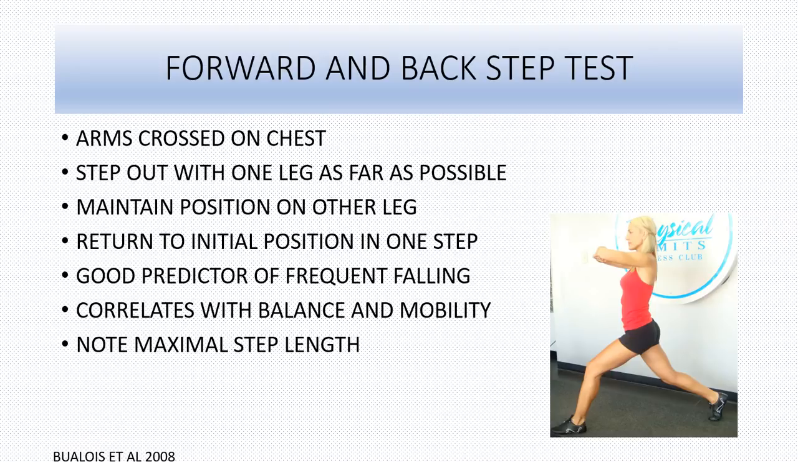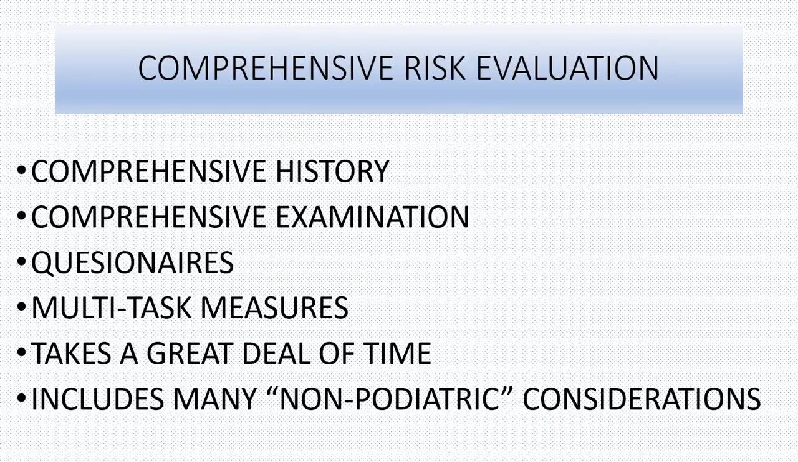Another test, which I really don't do all that much, I think it's a little bit more risky, is the forward and backward step test. You have your patient cross their arms on their chest and they step out with one leg as far as they can. See if they can maintain that position on the other leg and then return back to their starting position. This requires a good deal more balance. It is, however, a good predictor of frequent falling and correlates very, very well with balance and mobility.